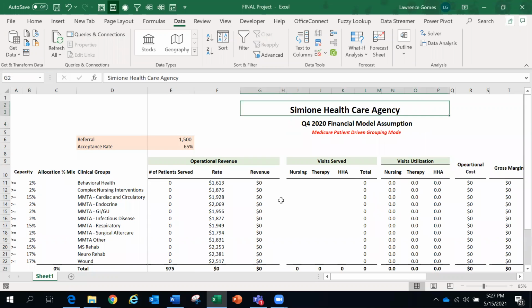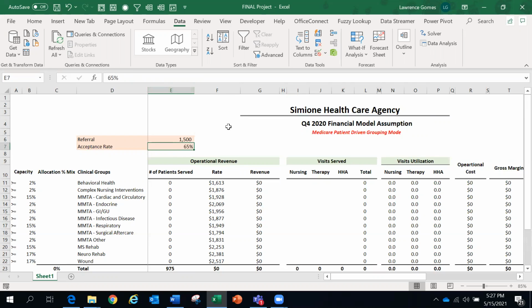For the final project presentation, I want to use the solver problem to create a financial model. My research is on Simeon Healthcare Agency, an agency that provides home healthcare service to the patients that get admitted into the agency. In the fourth quarter of 2020, Simeon Healthcare Agency got a total number of 1,500 referrals from the hospitals and clinics.